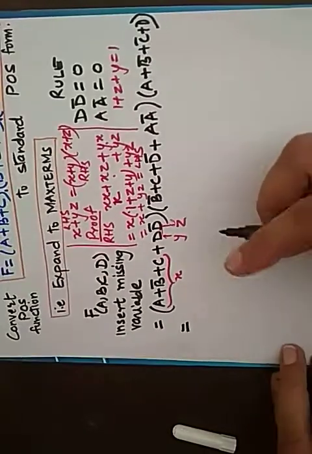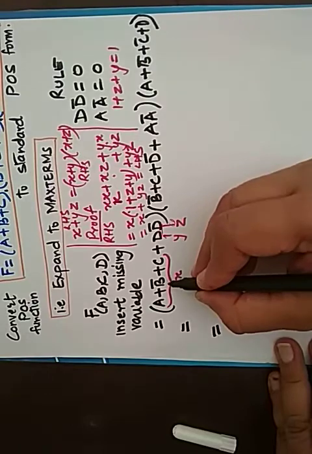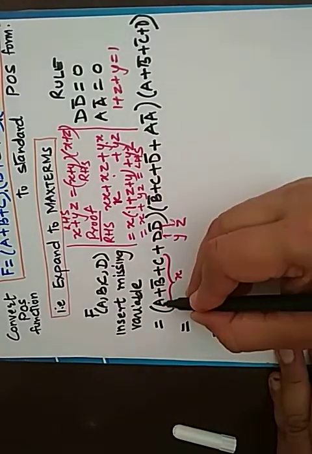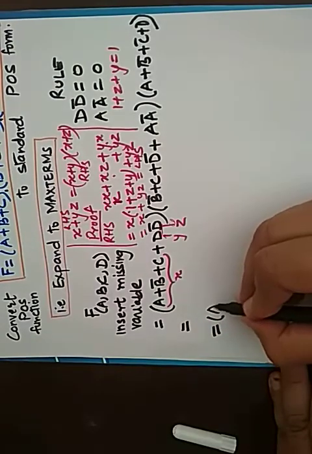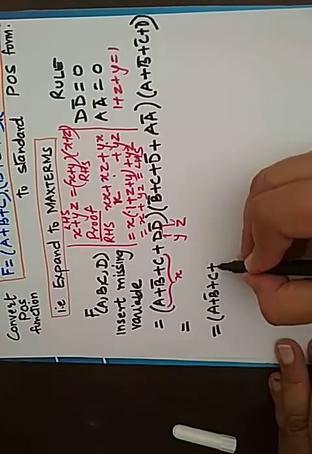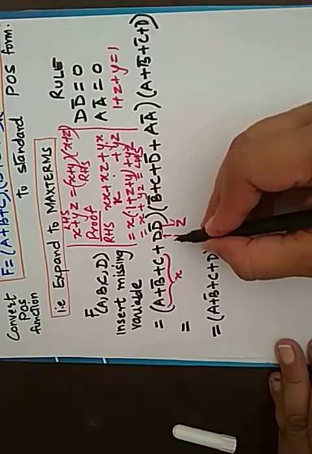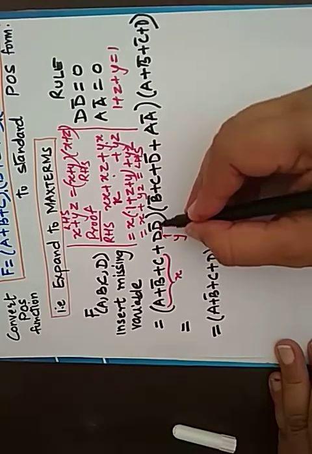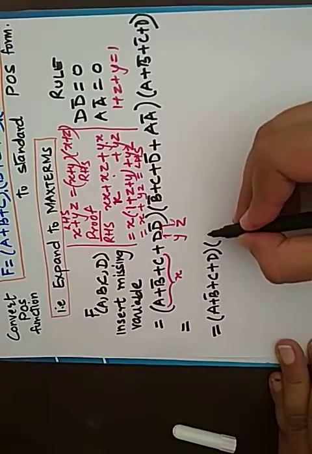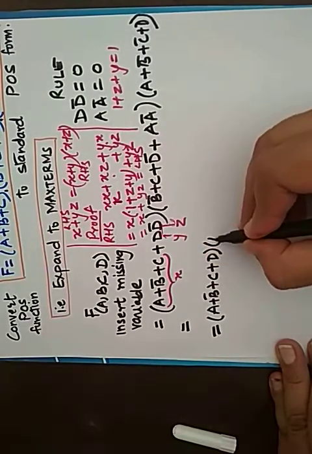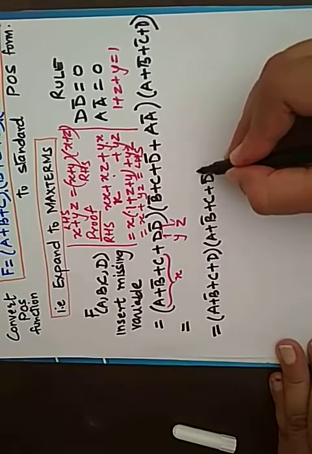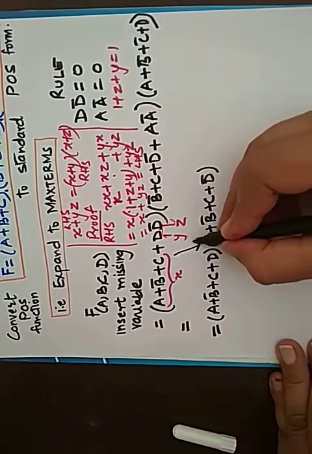If you take this, your term changes to x plus y into x plus z. So x is a plus b bar plus c. So this will be written as a plus b bar plus c is x plus y is d. Y is d, z is d bar, x is this whole term. So this is the first one, x plus y. Now x plus z: a plus b bar plus c plus d bar. So that is your first term.